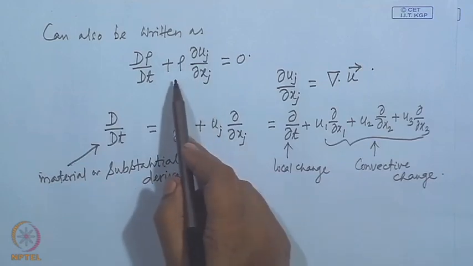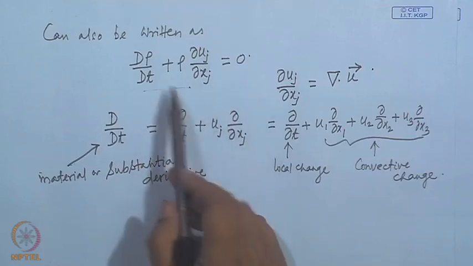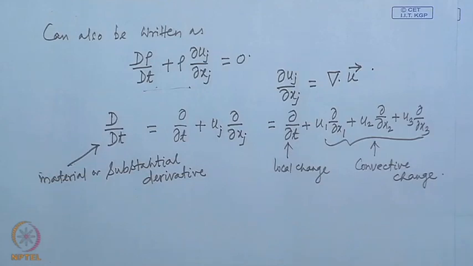In derivation of this continuity equation, that is this or the earlier form, it is assumed that there are no mass sources within the control volume. However, if there are mass sources within the control volume, the right hand side 0 will be replaced by that mass source per unit volume.